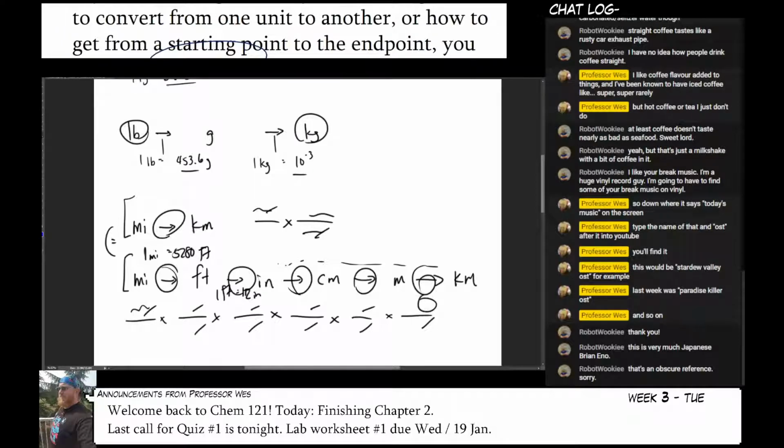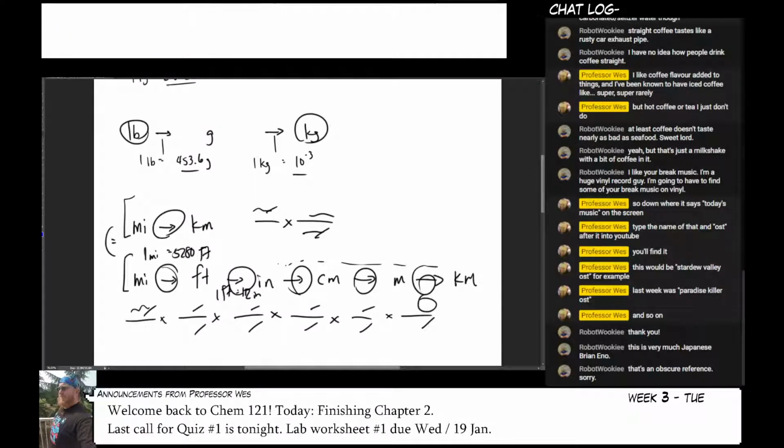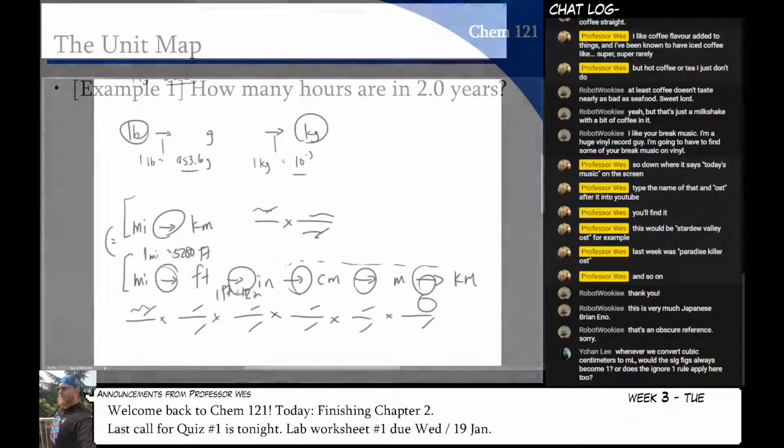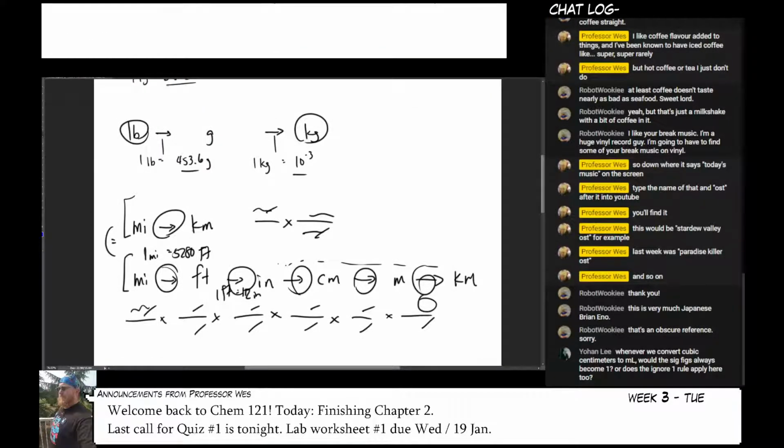So let's look at a few problems that involve that. So here's our first one. How many hours are in 2 years? Now, you might be sitting there thinking, well, 24 times 30 times 12, or whatever, right? So let's make a map to try and link all of these together.